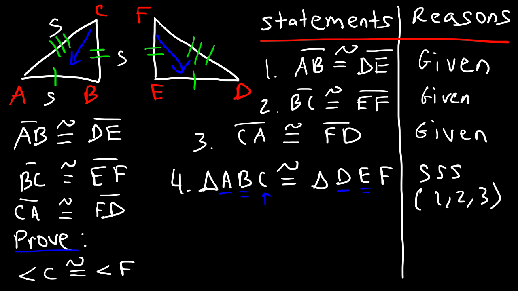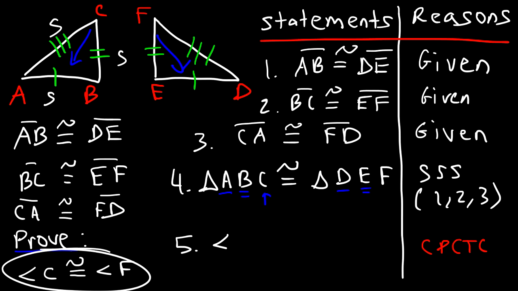Now once you prove that the two triangles are congruent, the last step, in my experience, is always going to be CPCTC. Now you can prove that any corresponding parts of these two triangles are congruent. In this case, we can make the final statement. So we can say that angle C is congruent to angle F based on CPCTC. Corresponding parts of congruent triangles are congruent. And that's it for this problem.